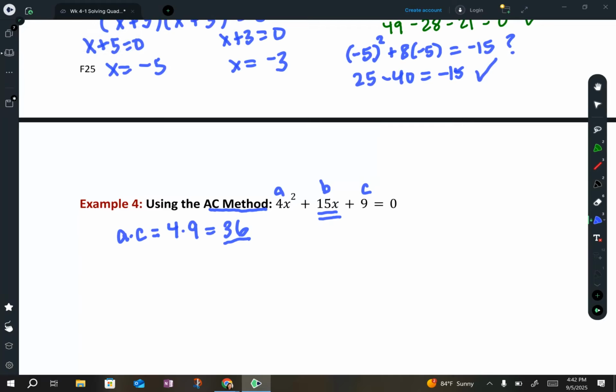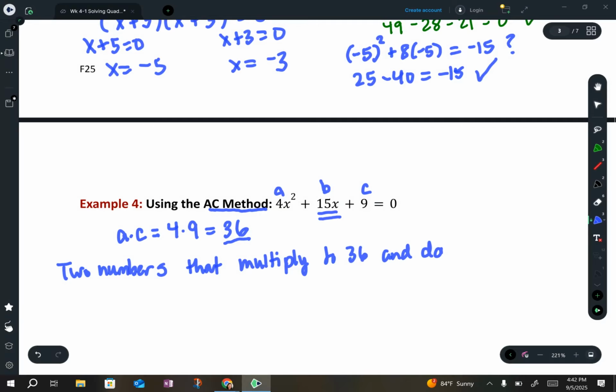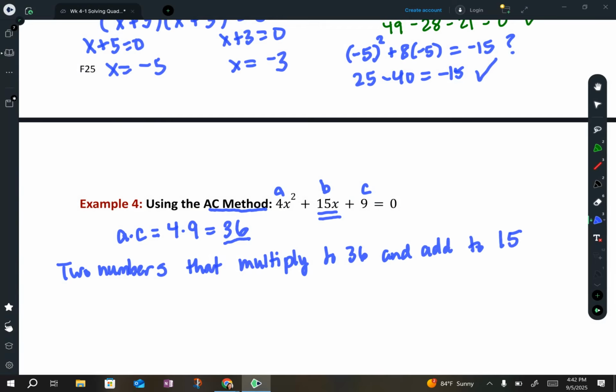Okay, so I found my AC value, which is 36. Now what I need to do is find two numbers that multiply to 36 and add up to the b term, which in this case is 15. So in this case, let's think about two numbers that multiply to 36 and add to 15.